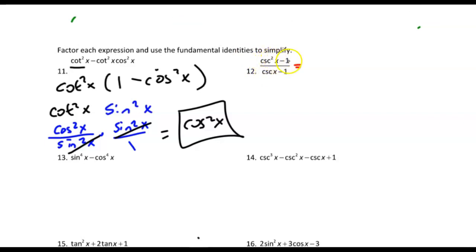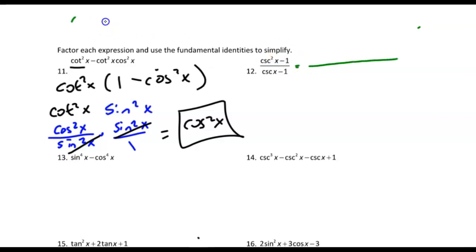Cosecant squared of x minus 1. I know you're thinking, oh, we can use Pythagorean to rewrite this. But wait, these look similar. What I know about this top is that it's a perfect square because I see the square. But 1 is a perfect square as well. So that is a difference of perfect squares, and I'm going to simplify that top part by factoring this.